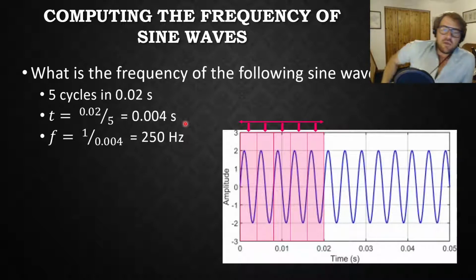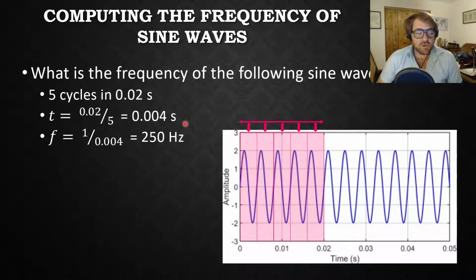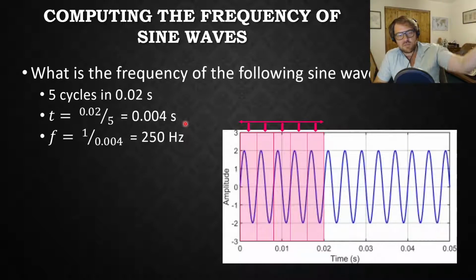Anyway. So our period, in this case, is 0.004. We want to find the frequency. And so we put it into our formula of frequency equals 1 over time, and we sub out time for 0.004. We get frequency equals 1 over 0.004. Do the math, and your frequency is 250 hertz. So now we have the period, 0.004, and the frequency, 250.